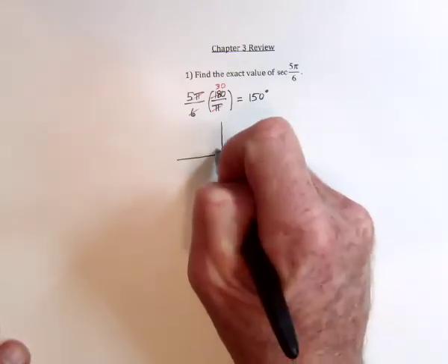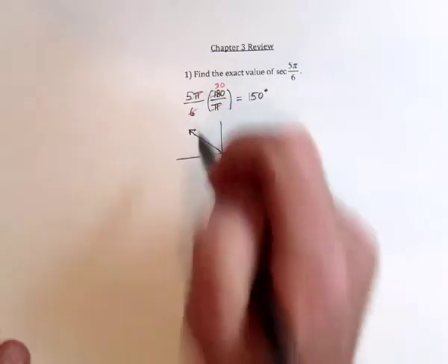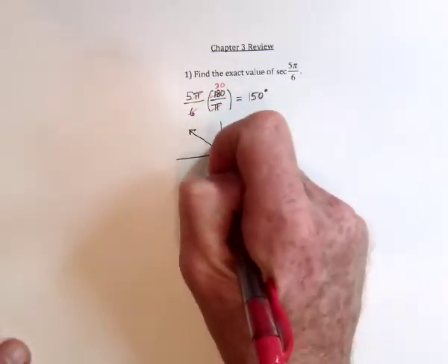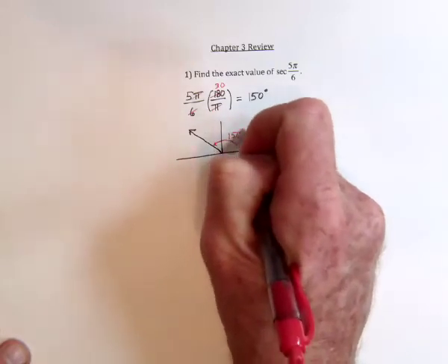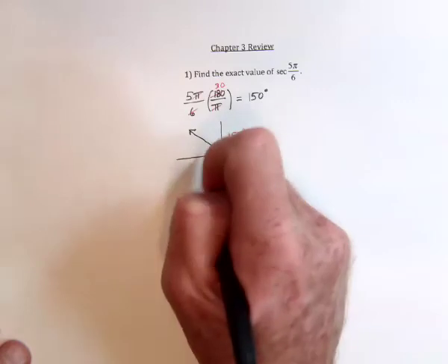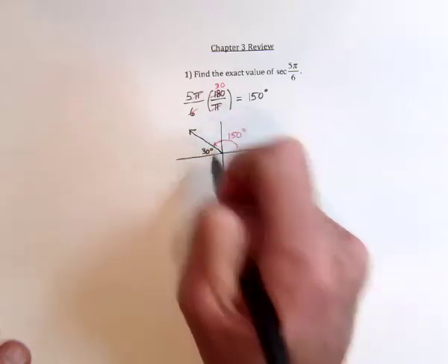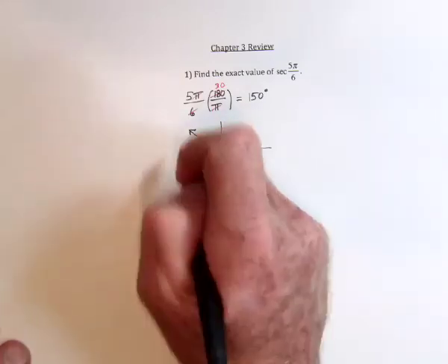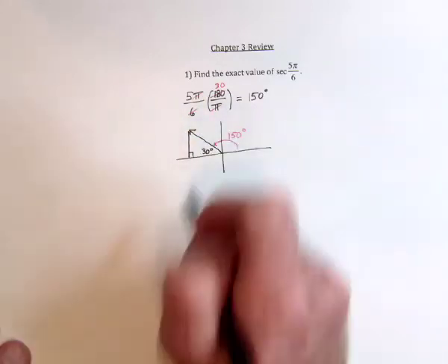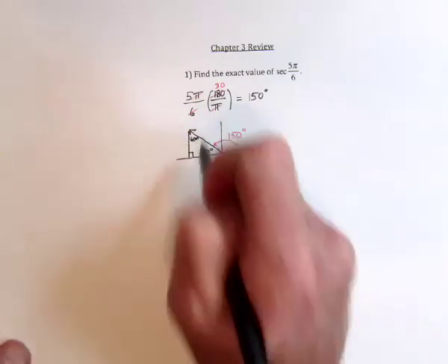So if we draw it in quadrant 2 and say that this is the 150 degrees, then that means the reference angle is 30 degrees. And then I can drop a perpendicular and create a 30, 60, 90 triangle.